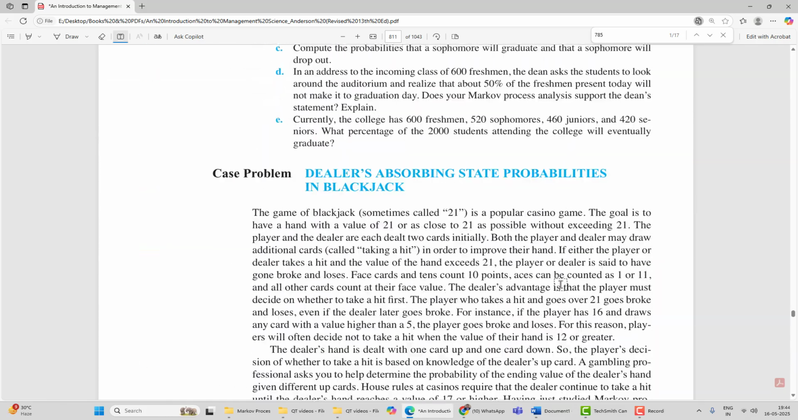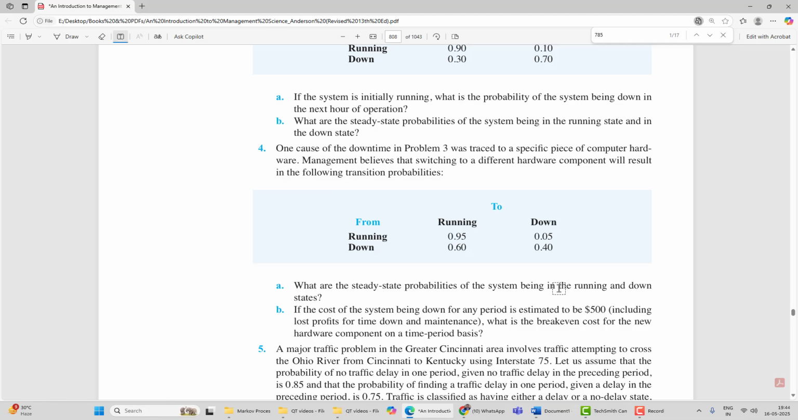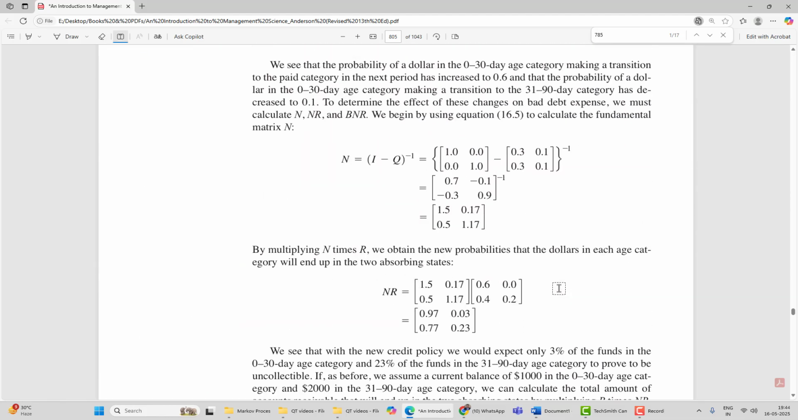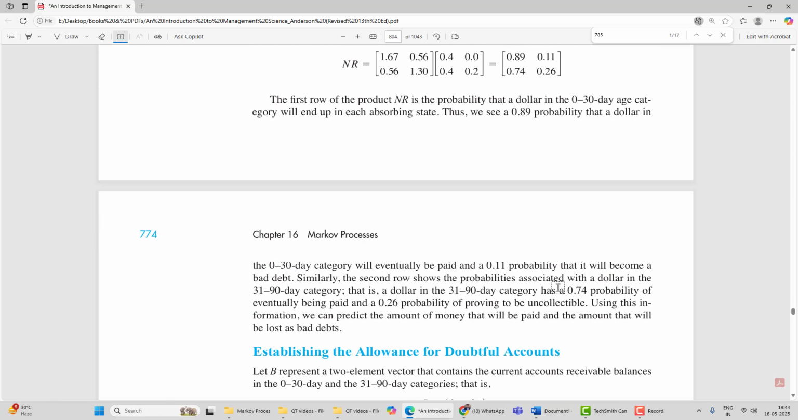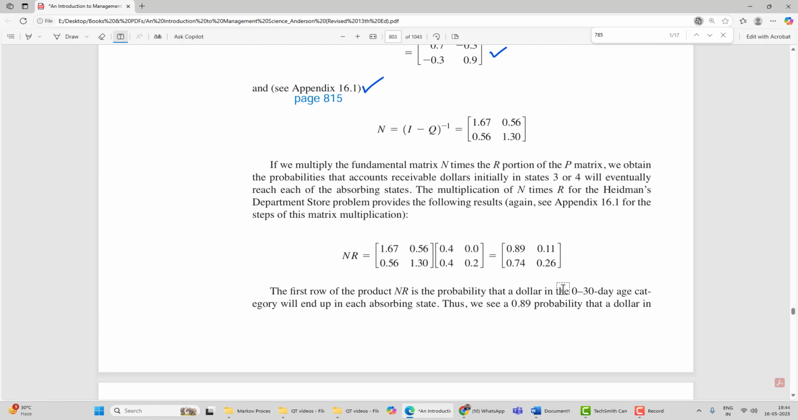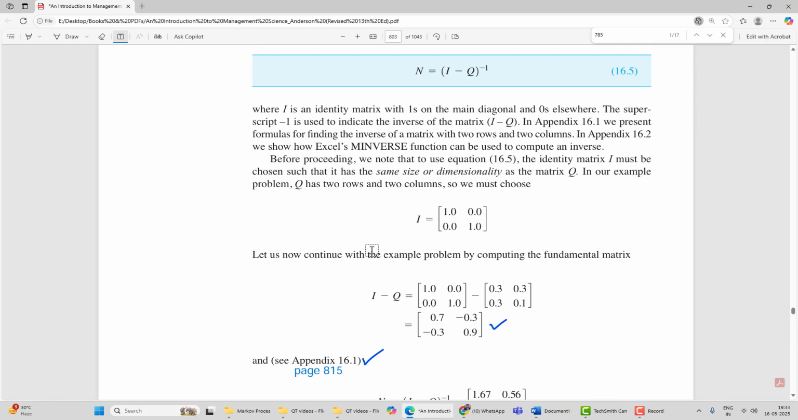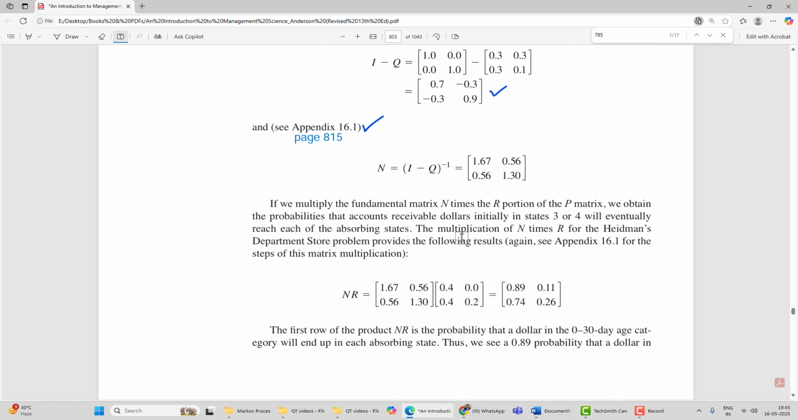This matrix is now used for further processing. So we are on 803 here. Let me take you there again. On 803, we have calculated this N, which is called the fundamental matrix. N is called the fundamental matrix, and it is nothing but the inverse of I minus Q. So we got this particular answer here for I minus Q, and now N is there.